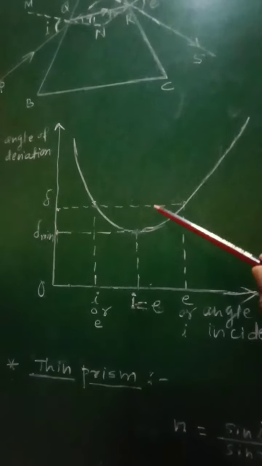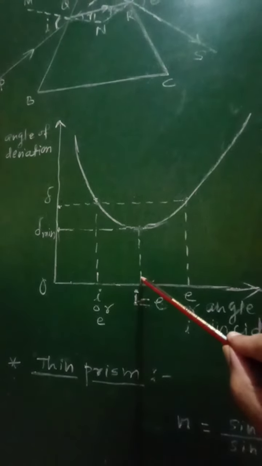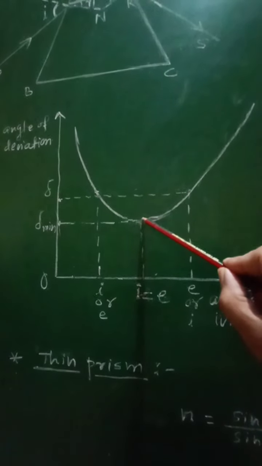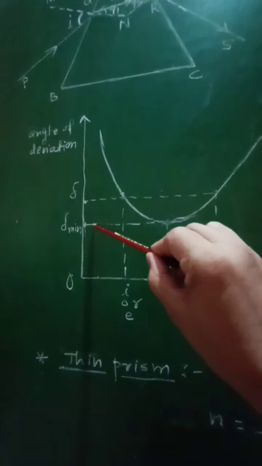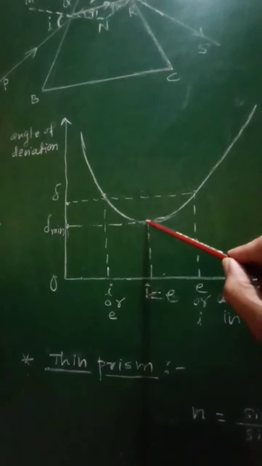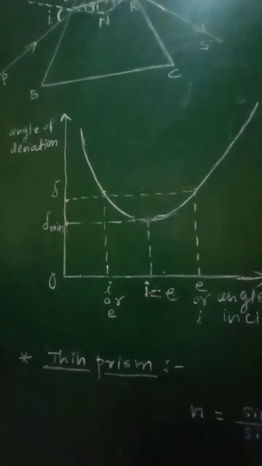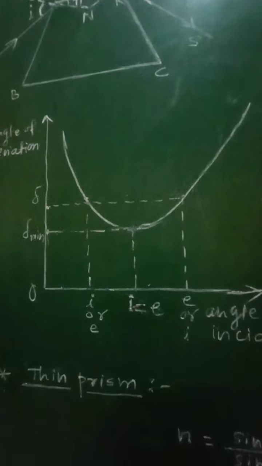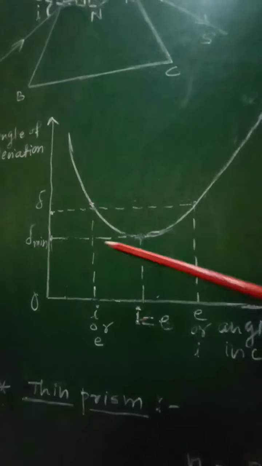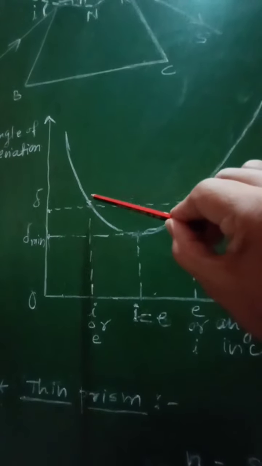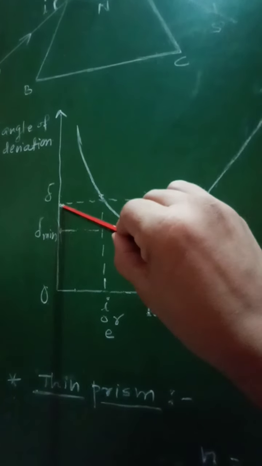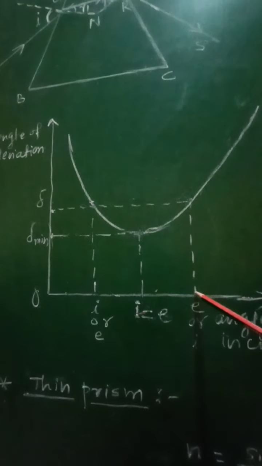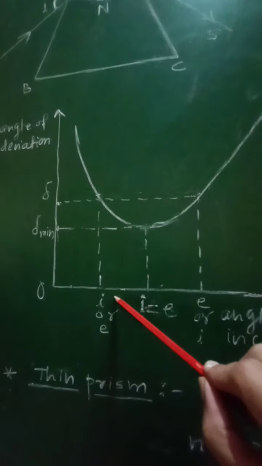Now from this graph it is clear that at a particular angle of incidence I, which is equal to angle of emergence E, at that time only the delta will have its minimum value delta M, and it will have only one value of angle of incidence. So for delta M there will be only one value of angle of incidence, but for all other values of delta, if for simplicity you consider this value of delta, then for this value of delta there are two values of angle of incidence and angle of emergence, that is I or E.